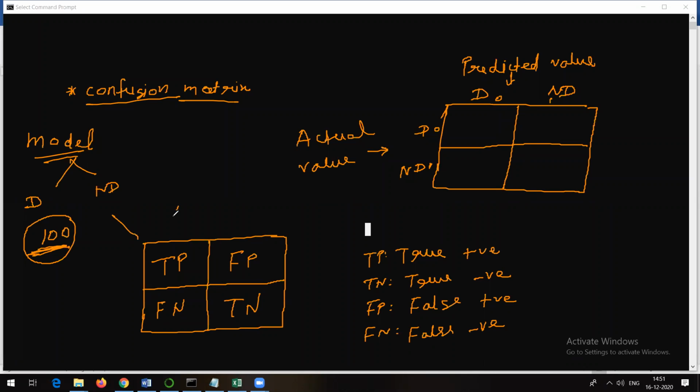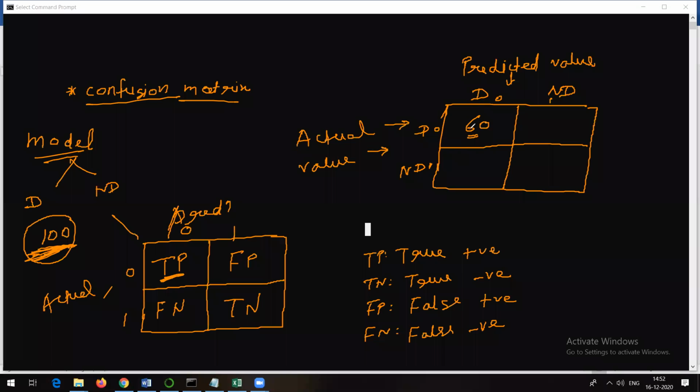See, as I said, this is the predicted output, the prediction by our model, and this is the actual result that we have: 0, 1, 0, 1, something like that. Now, what gives the true positive? True positive means, if you take this example, diabetic, non-diabetic: suppose out of 100, your model is saying 60 people are diabetic, and actually 60 people are diabetic, that is called true positive.